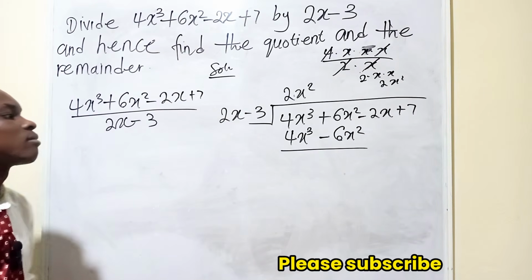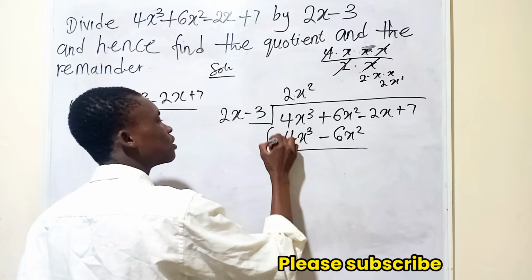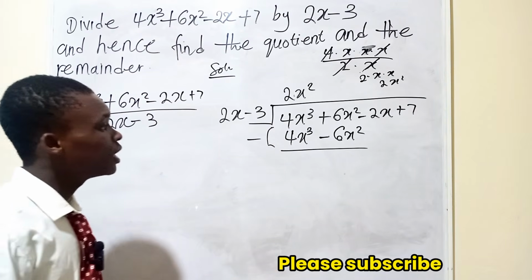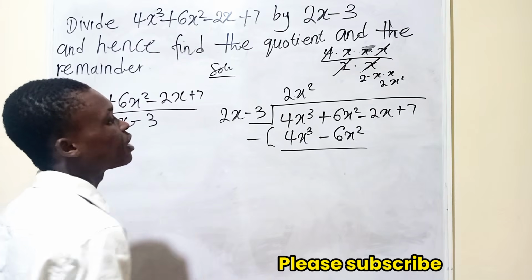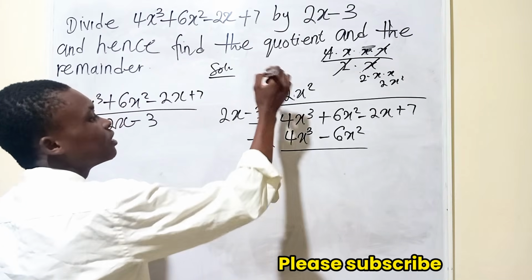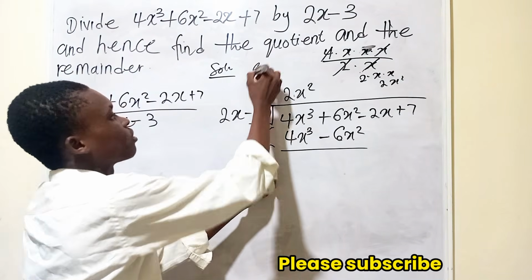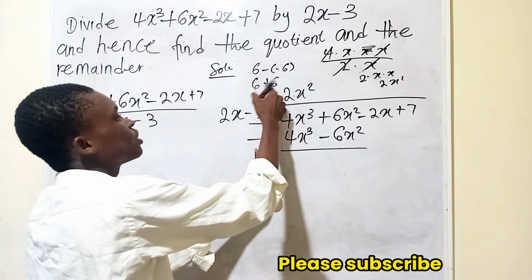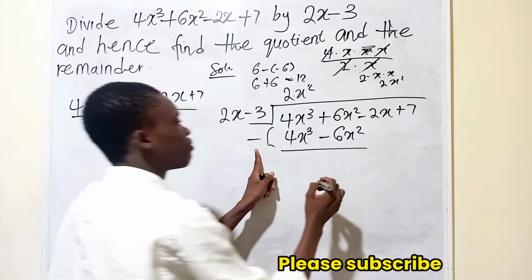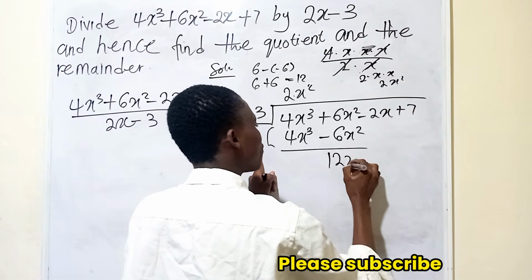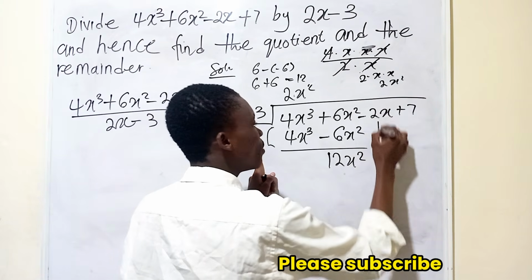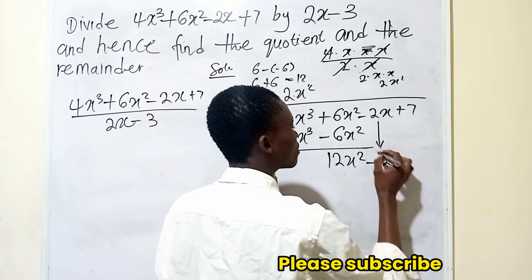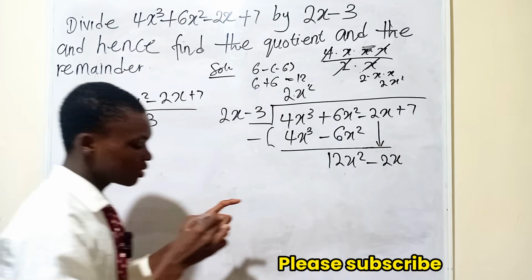Then you rule a line because we are subtracting. So we are subtracting, we put a bracket. Now let's subtract. This minus this is 0. So if we have 6 here minus negative 6, minus times minus is plus. So 6 plus 6 here gives us what? 12. So from here we have 12x squared. Now bring down this negative 2x. Bring down the negative 2x.